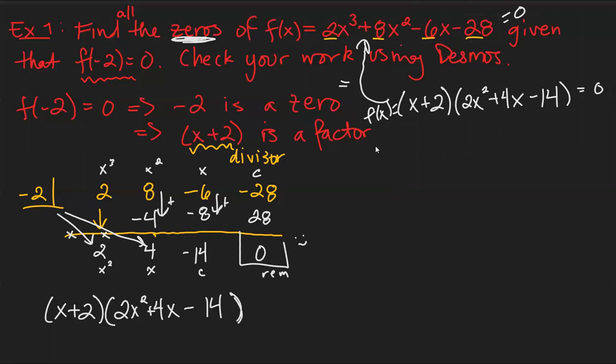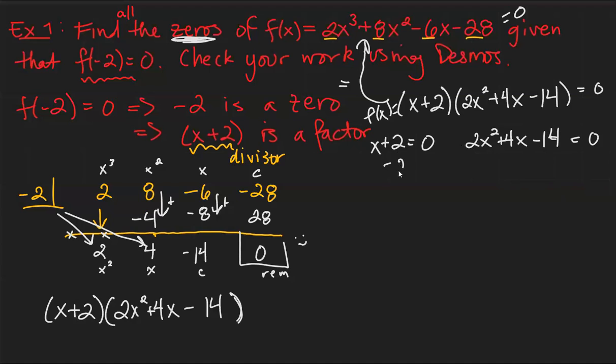So I can say x plus 2 equals 0, and 2x squared plus 4x minus 14 equals 0. Normally I would factor this first, but setting it equal to 0 immediately will let us know whether or not we can factor, and if we can't, then we can immediately jump into the quadratic formula.